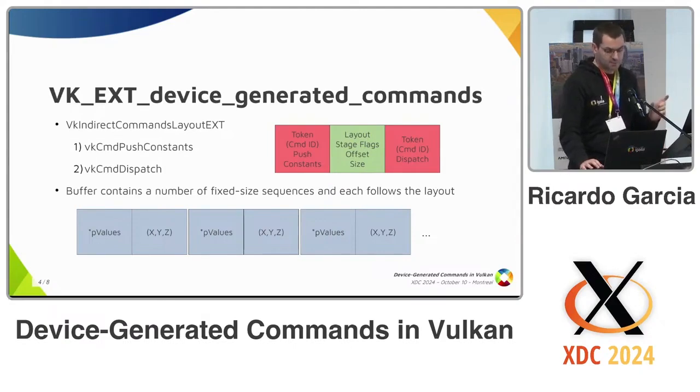The buffer, let's call it the DGC buffer, is divided into small chunks called sequences in the spec. The buffer can contain many such sequences, but all of them have to follow the layout that we specify in advance. For example, we have the push constant values of a known size, followed by the dispatch dimensions. So it is like that: push constant, dispatch, push constant, dispatch, push constant, dispatch. Okay.